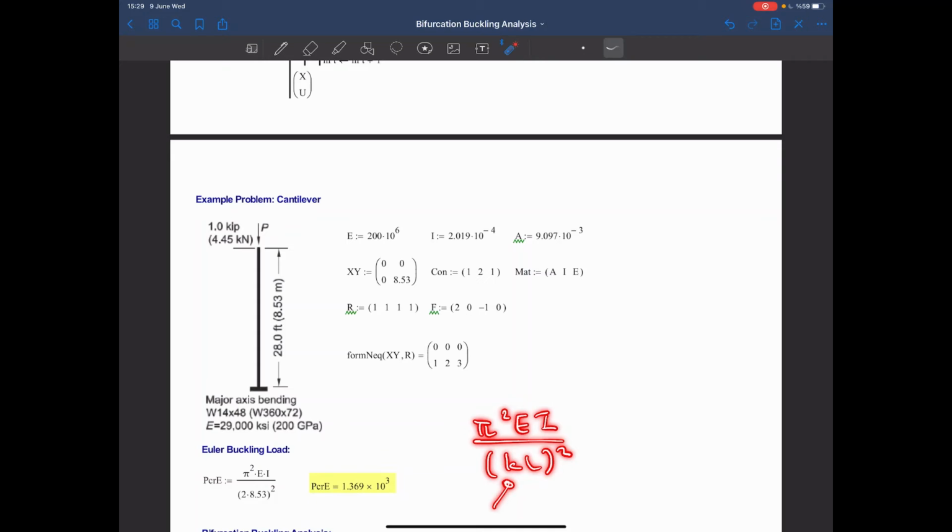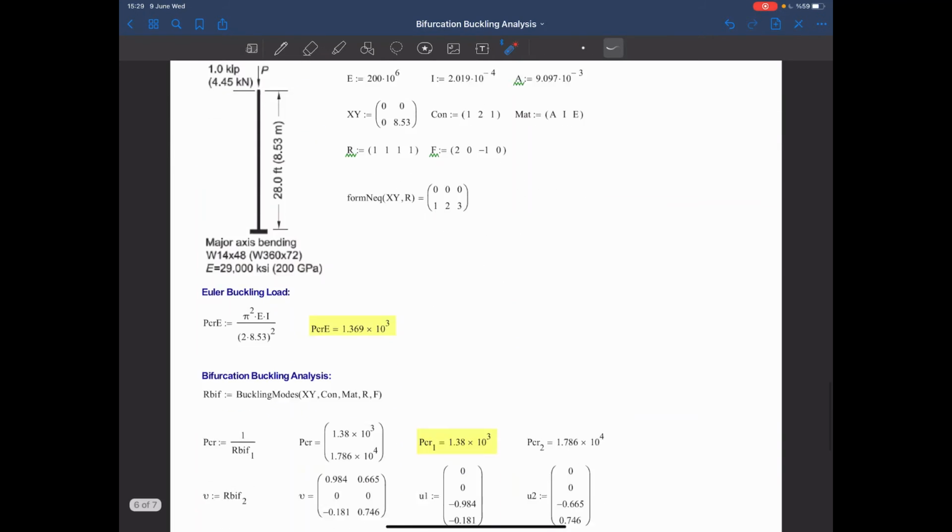Now K is equal, for this element, since this is a cantilever, K is equal to 2. So from the earlier buckling load, the theoretical buckling load for this cantilever is 1369 kilonewtons. Now let's see if we can obtain the same result by performing the bifurcation buckling analysis.